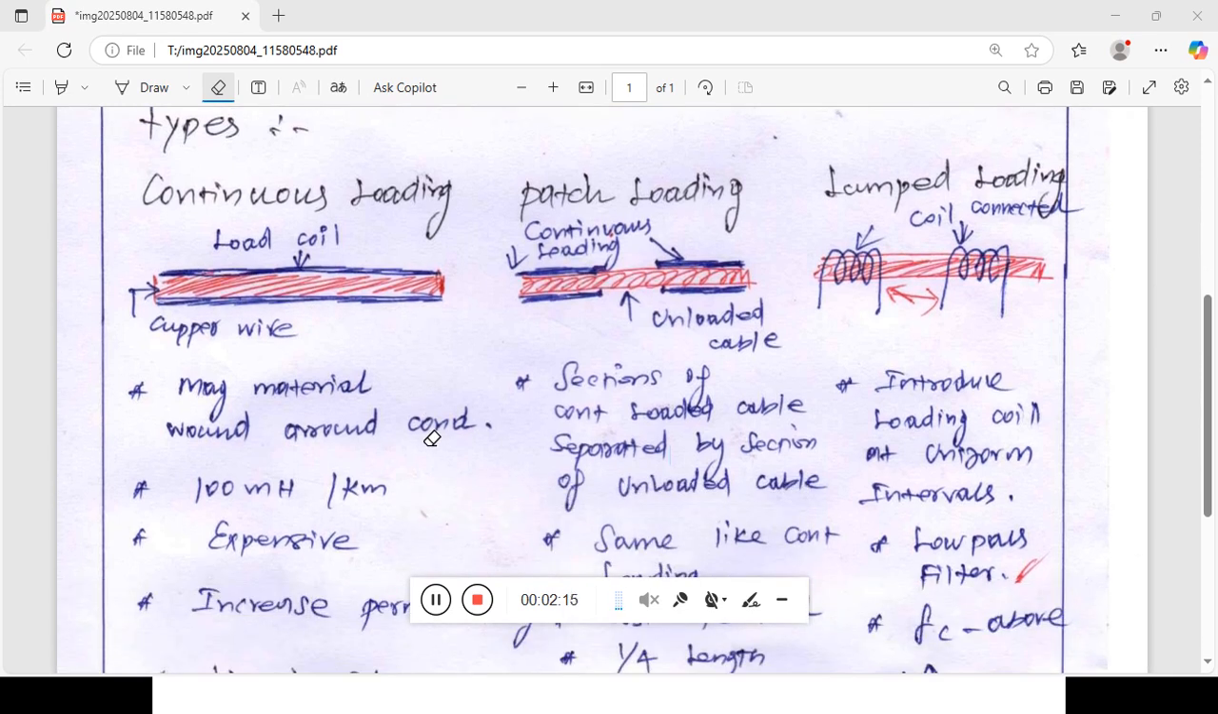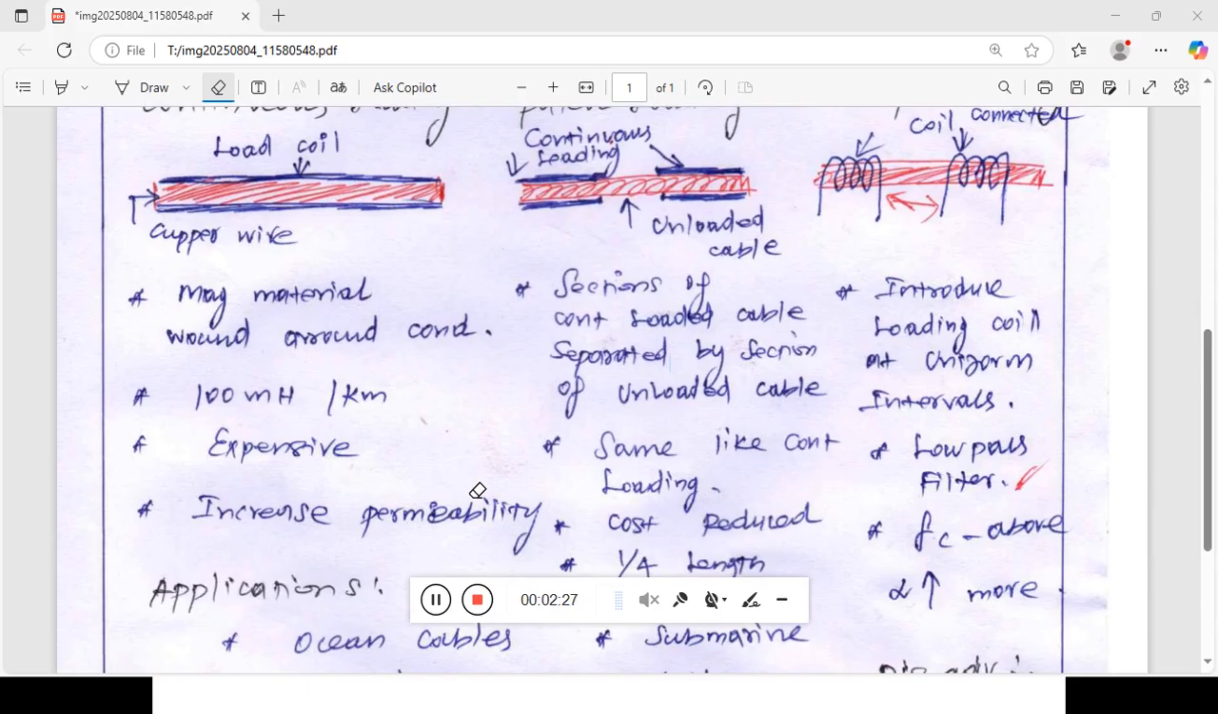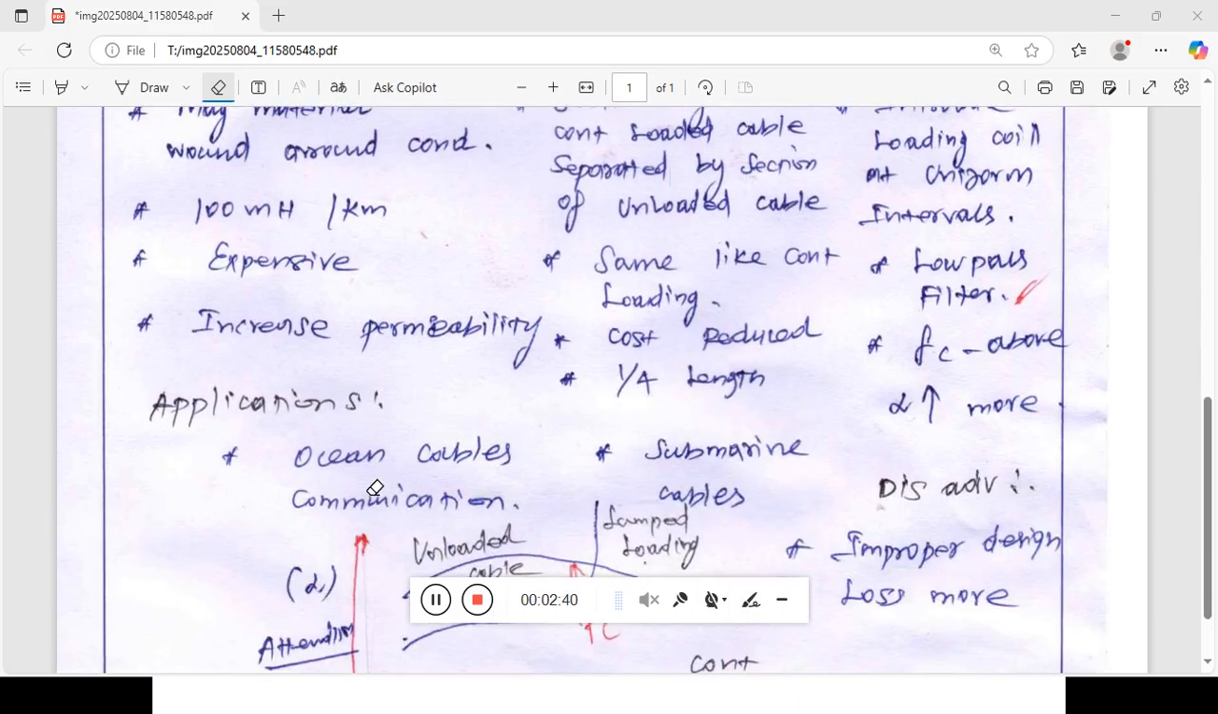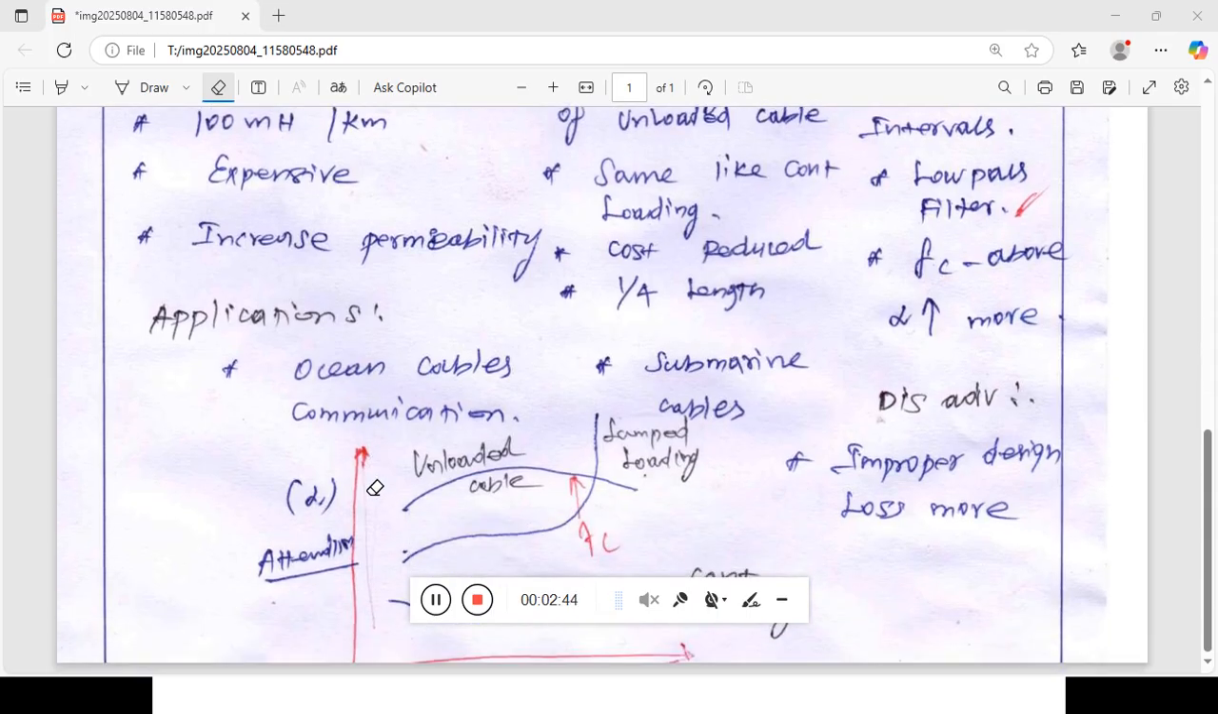So we can increase the inductance value up to 100 millihenry per kilometer. Since we are using it along the entire length of the transmission line, the cost is very high, so it is very expensive. Automatically the permeability of the transmission line will be increased very well. The major application of this type of loading is ocean cable communication.